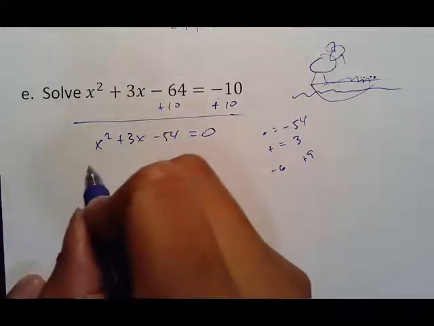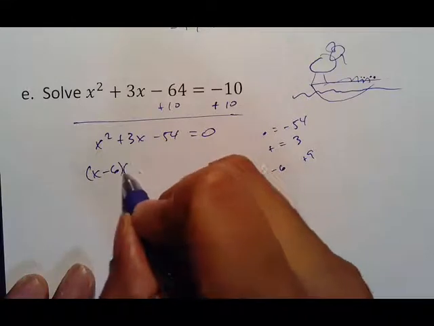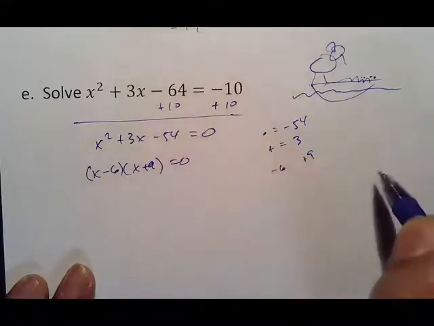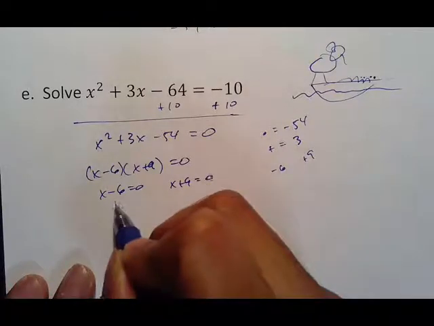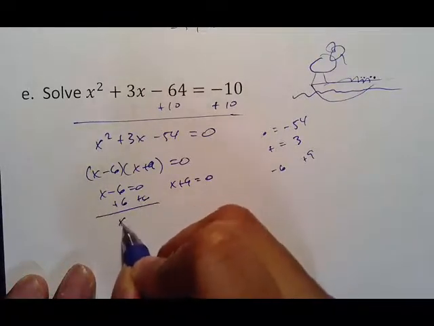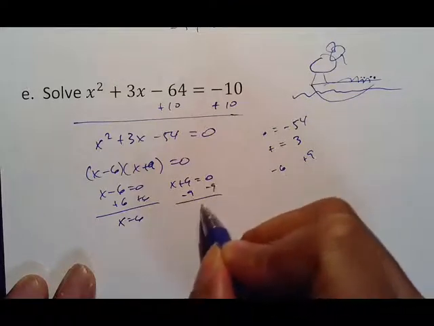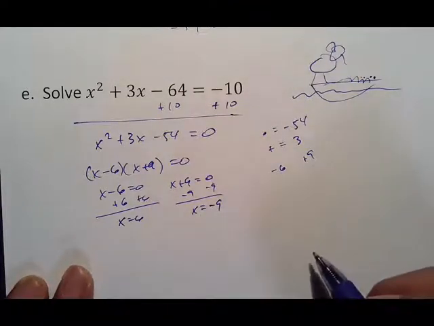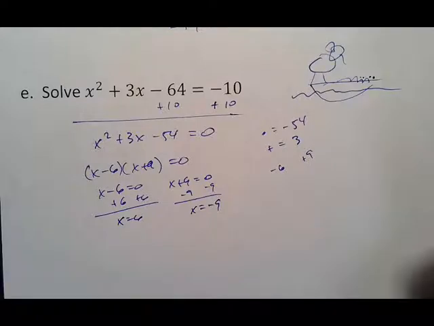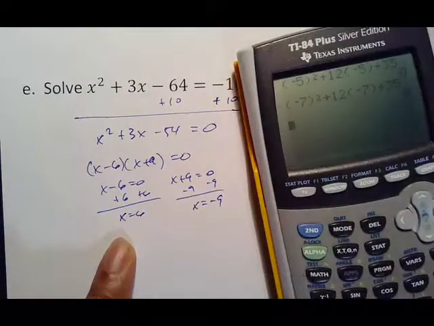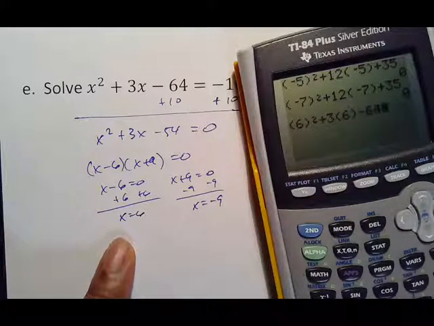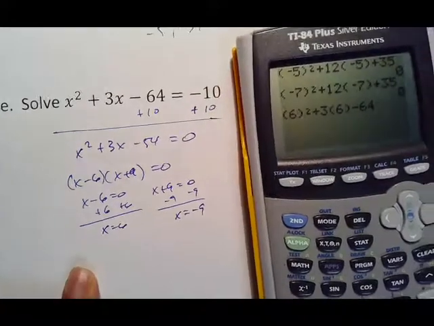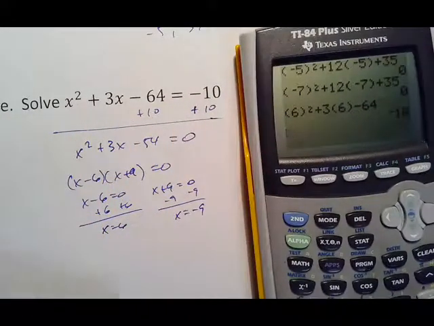Nothing's attached to x, so it'll be x minus 6, x plus 9. So x minus 6 equals 0, x plus 9 equals 0. And there we go. And I will prove this one just to show you. 6 squared, I'm not going to do both, plus 3 times 6, hopefully I didn't do it wrong, minus 54 should equal, because I plugged it into here, negative 10, and notice that it does.